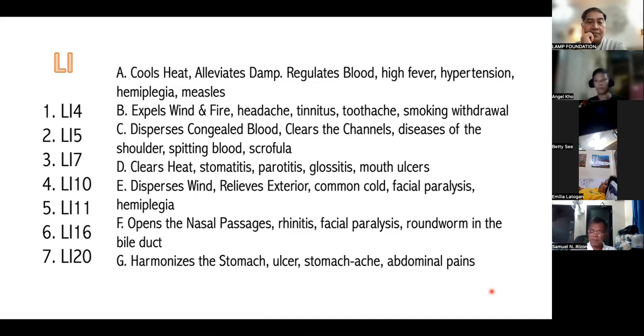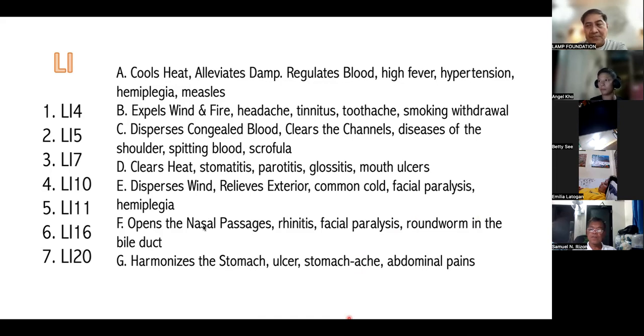Disperses wind, relieve exterior, common cold, facial paralysis, and hemiplegia. Tama po ba, Doc? Answer mo is letter? Letter C po. Okay. Bakit may nabasa kang hemiplegia? Doc, sorry po. Disperses congealed blood, clears the channel, diseases of the shoulder, spitting blood, and scrofula. Doc. What is a scrofula?